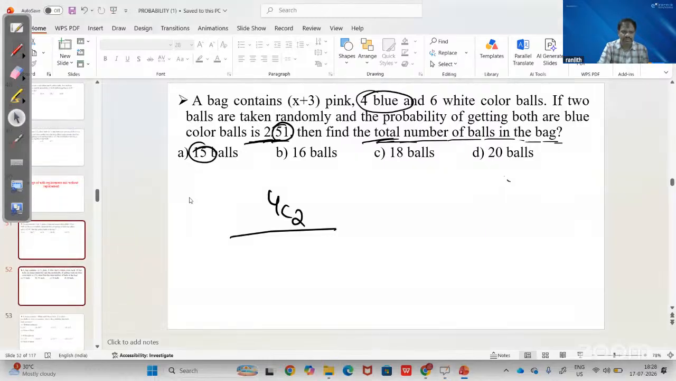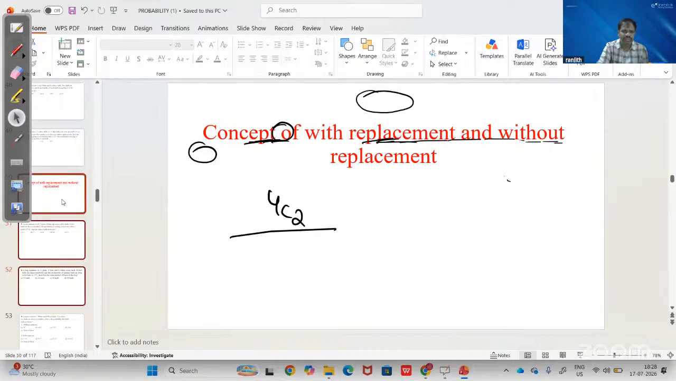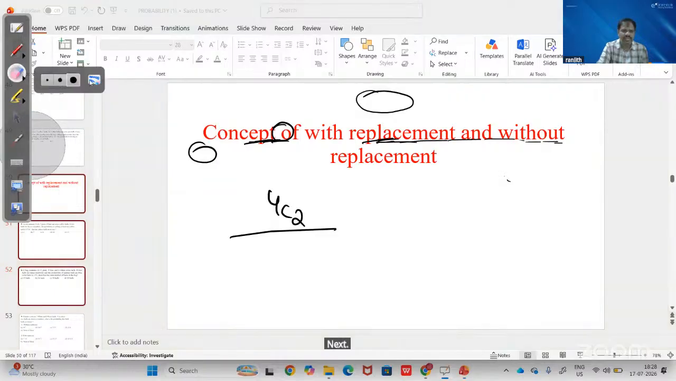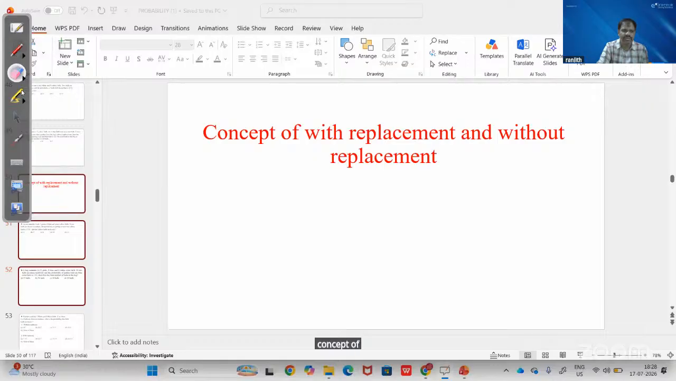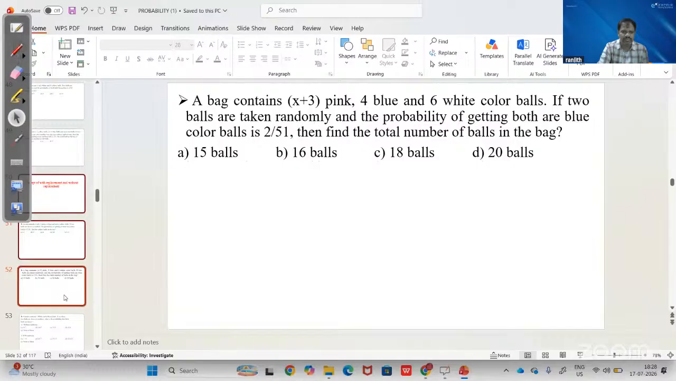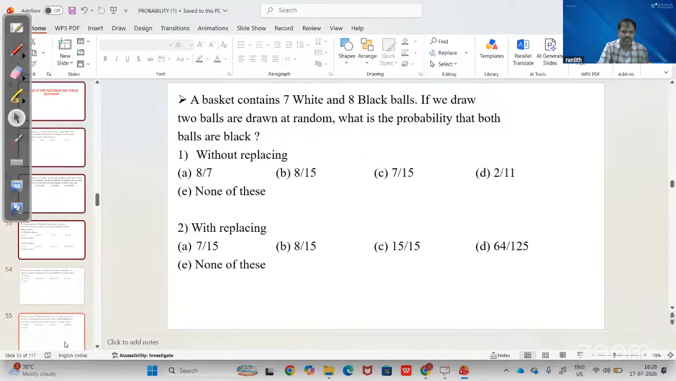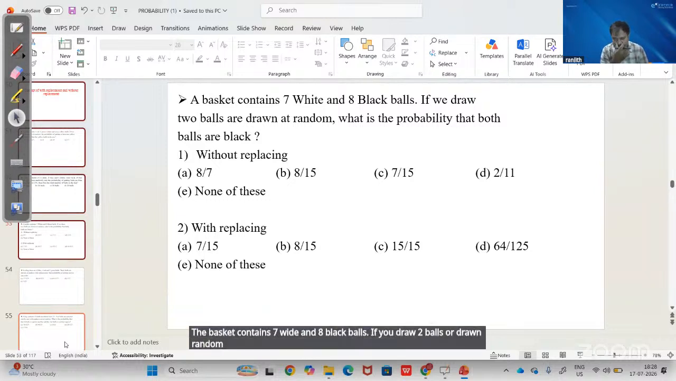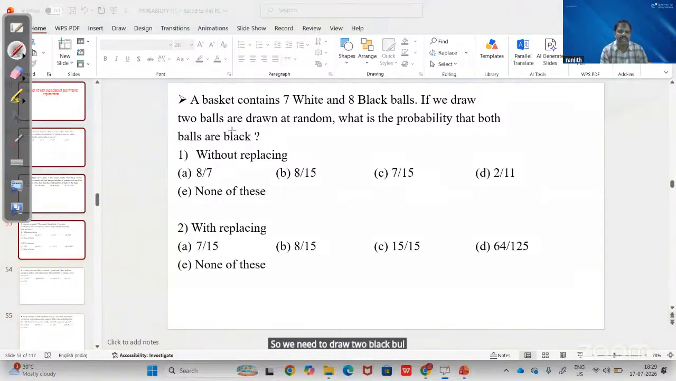Next. The concept of replacement and without replacement. A basket contains 7 white and 8 black balls. If 2 balls are drawn at random, what is the probability that both balls are black? So we need to draw 2 black balls. That should be black ball only.